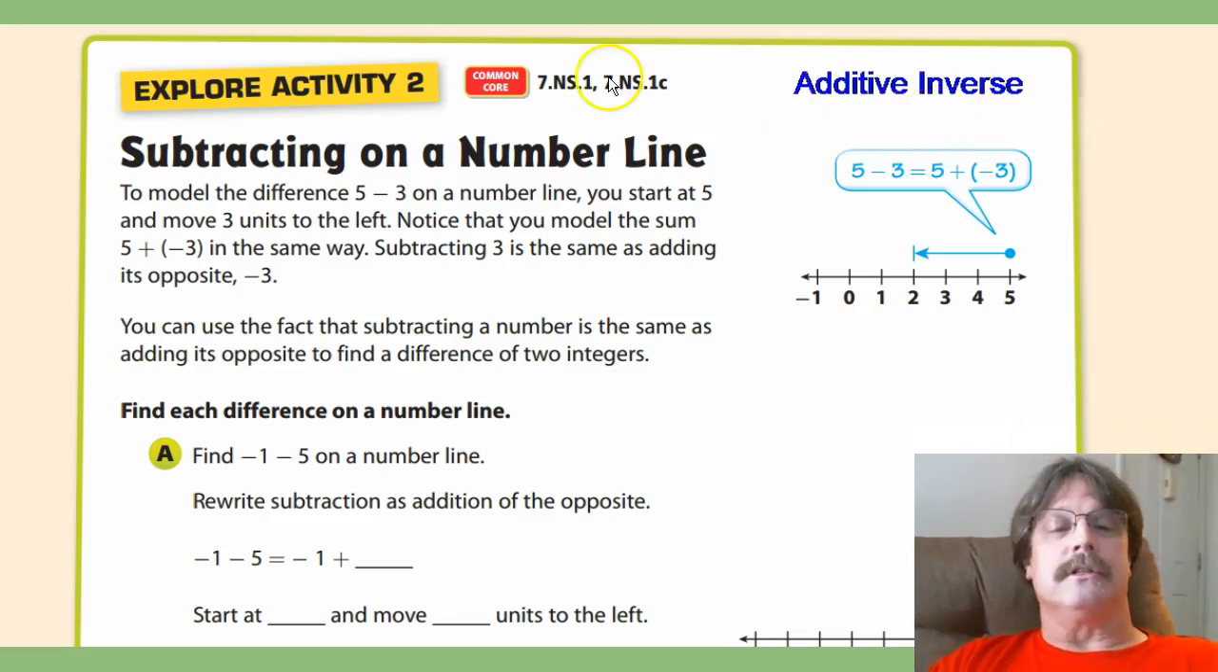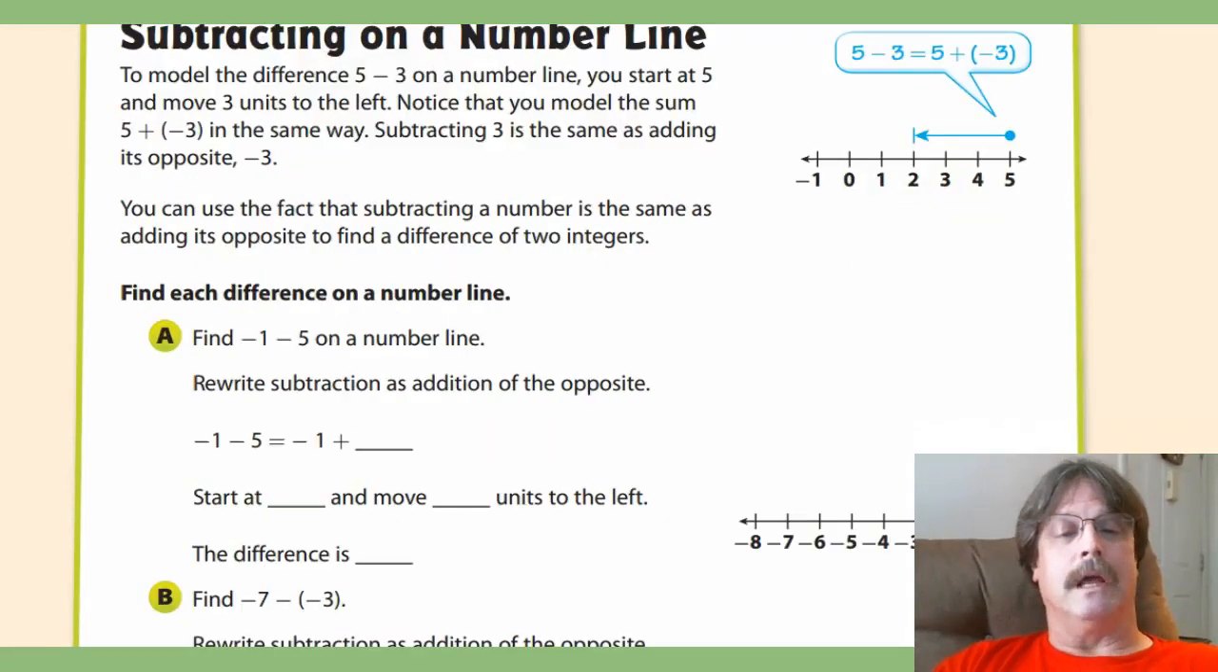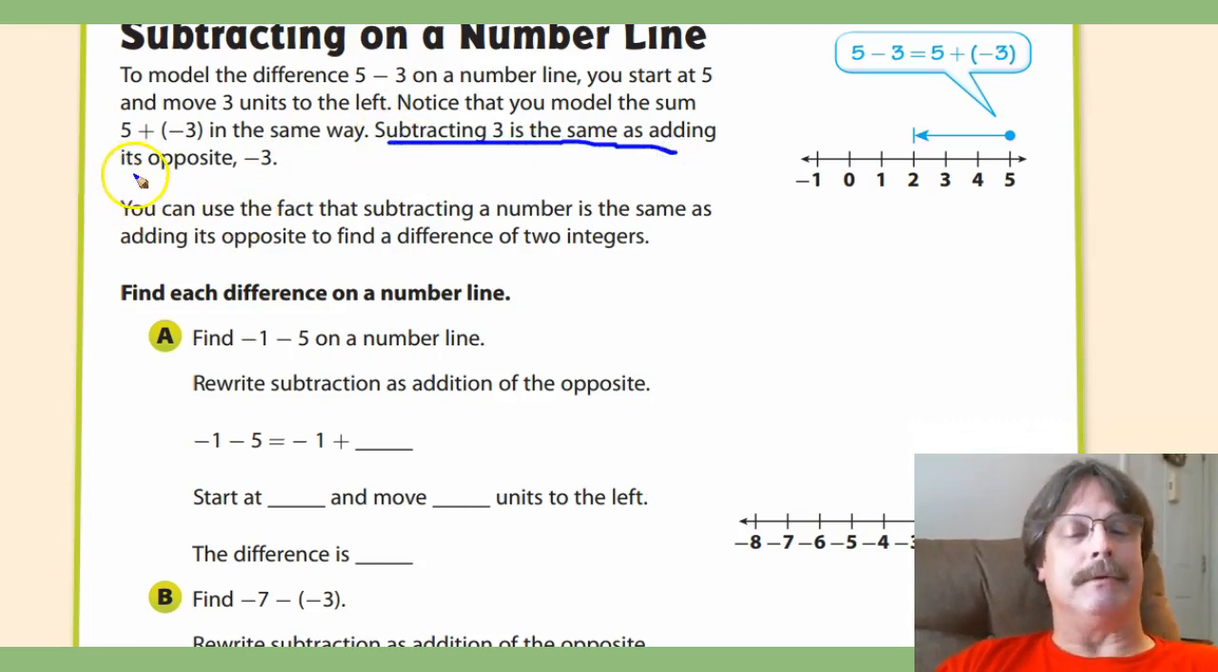So additive inverse is this, and what that does is, if you look, the subtraction becomes a positive, and remember, this is a positive 3. So the positive 3 becomes a negative 3. So it's a two-part change that you have to do. So here it says, notice in your model, the sum 5 plus negative 3, it's the same as saying subtracting 3 is the same as adding its opposite, or negative 3. So that's the additive inverse right here. Subtracting 3 is the same as adding its opposite.